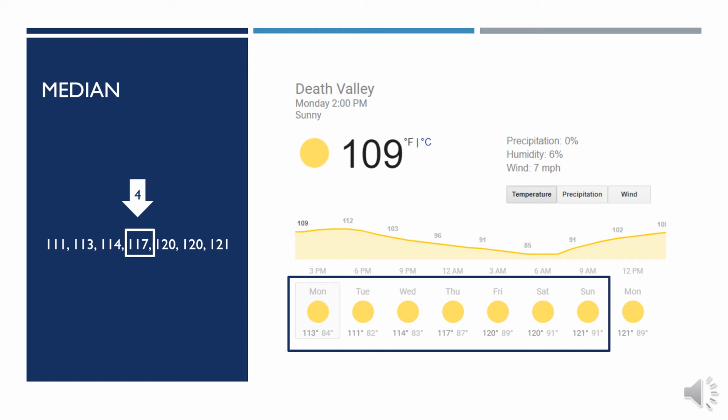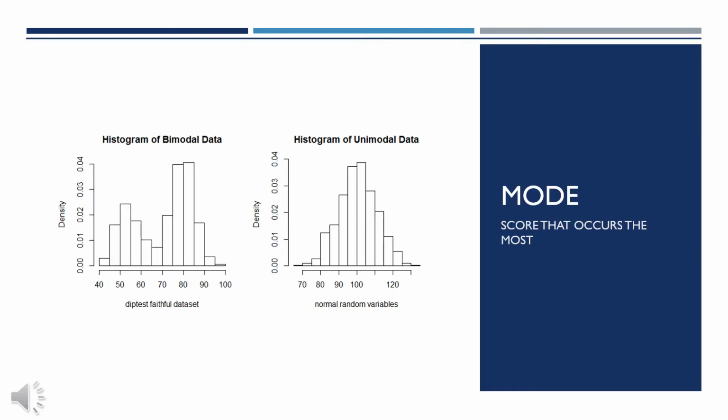This is very close to our mean value of 116.57 degrees Fahrenheit. The mode of a set of data is simply the score that occurs the most. If there is one score that occurs the most, the distribution is called unimodal. In a unimodal distribution, you will see only one peak in the distribution of scores. A bimodal distribution has two data peaks, meaning it has two modes or frequent values.